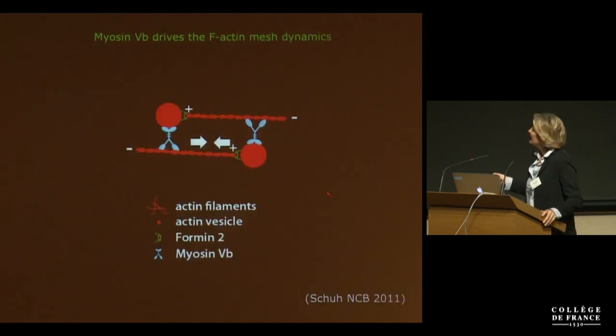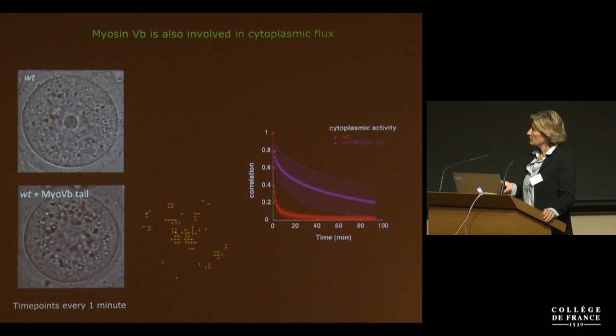It has also been shown by the group of Melina Schuh that the movement of these actin-positive vesicles is due to myosin 5B, this molecular motor myosin 5B. And so we decided to test for the involvement of myosin 5B in this cytoplasmic flux.